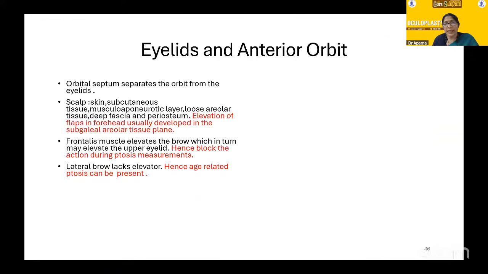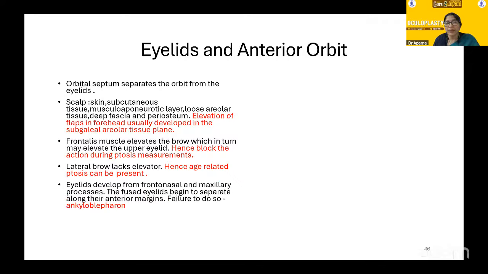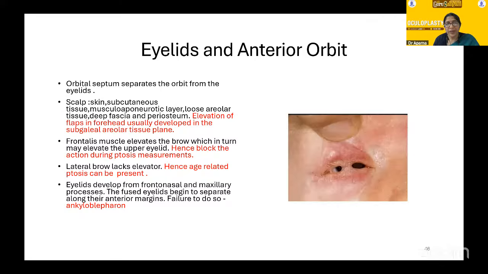Coming on to the eyelids and the anterior orbit, there is something called the orbital septum, which separates the orbit from the eyelids. And looking at the layers: the scalp, which is the skin, the subcutaneous tissue, the musculoaponeurotic layer, loose areolar tissue, and deep fascia and periosteum. So elevation of flaps in the forehead has to be done in the subgaleal areolar tissue plane.